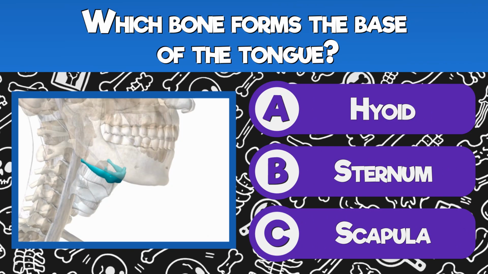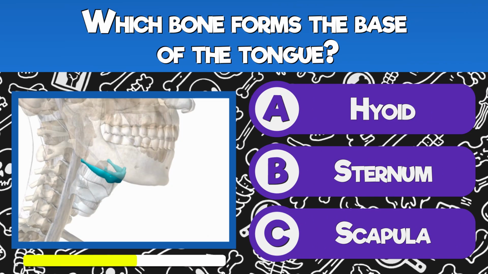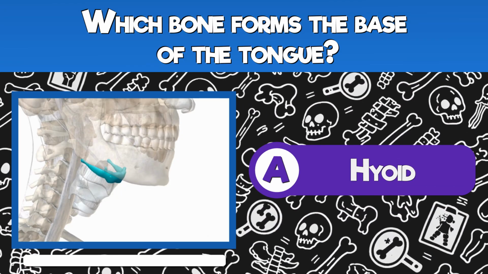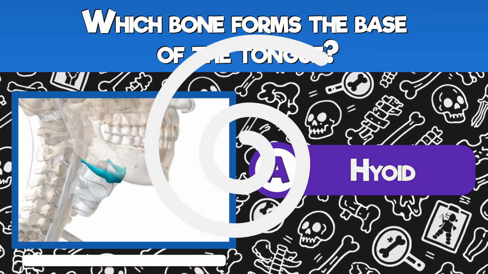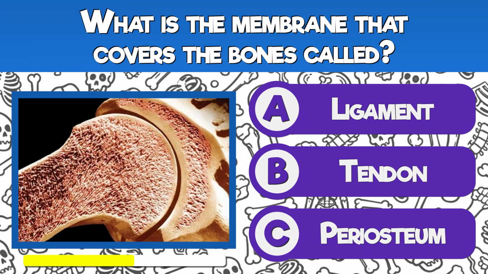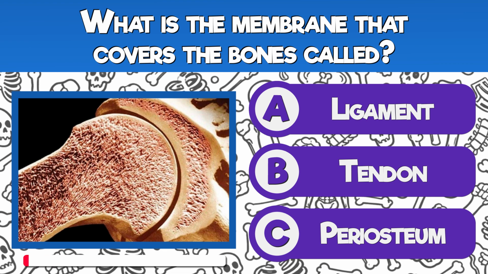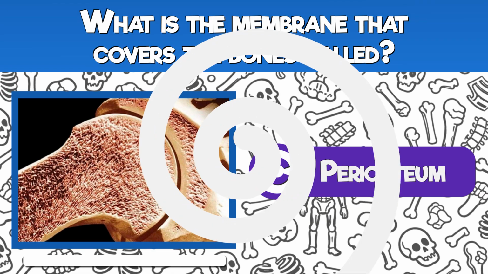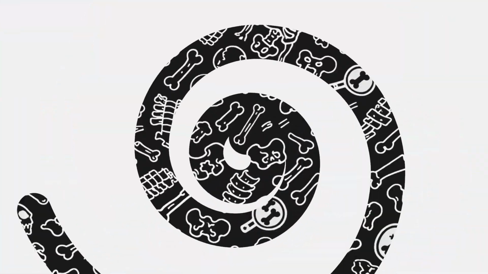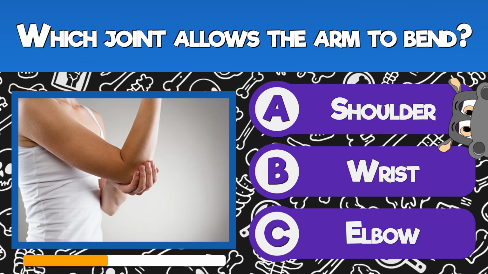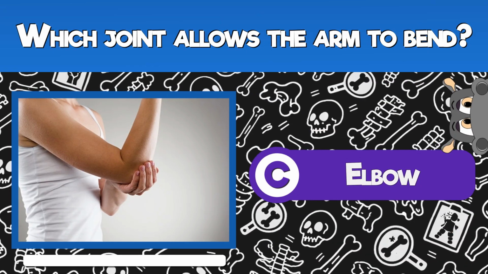Which bone forms the base of the tongue? The hyoid. What is the membrane that covers the bones called? The periosteum. Which joint allows the arm to bend? The elbow.